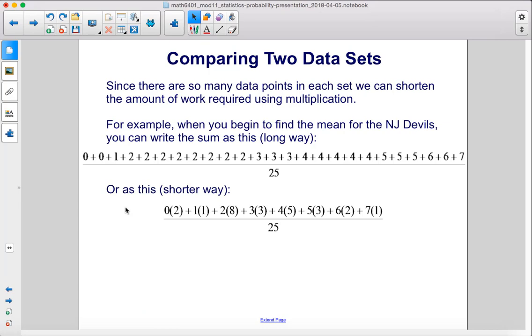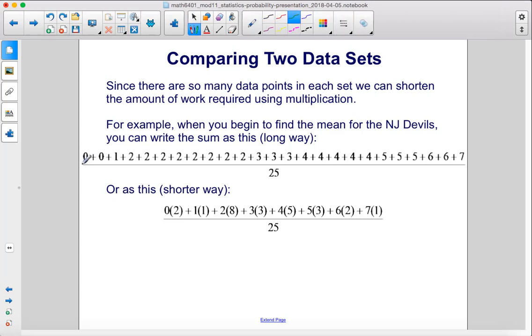Since there are so many data points in each set, we can shorten the amount of work required using multiplication. For example, when you begin to find the mean for the New Jersey Devils, you can write the sum as this, which is the long way: 0 plus 1 plus a whole lot of 2's and so on, or as this, which is the shorter way.